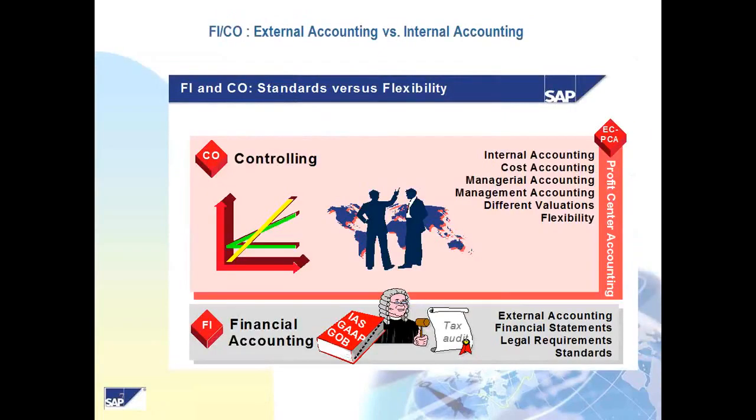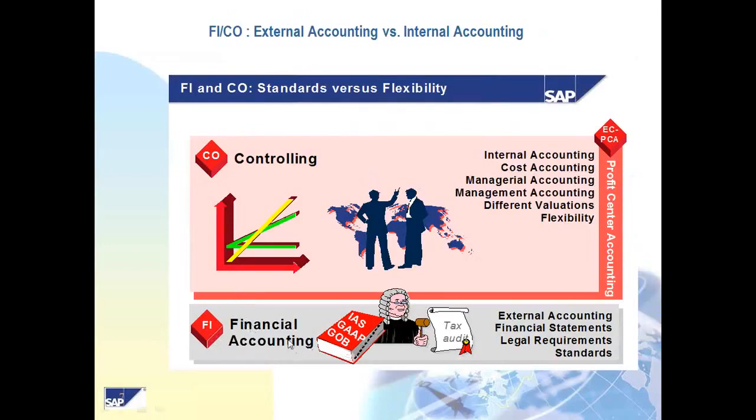So come to again the FI and CO. So FI is based more on standards. So we should follow the regulations, okay, the compliance requirements. For example, IFRS, Indian Companies Act, IT Act. Whereas CO is more of a flexible nature. Okay, there are no hard and fast rules to maintain the CO records in the SAP system.